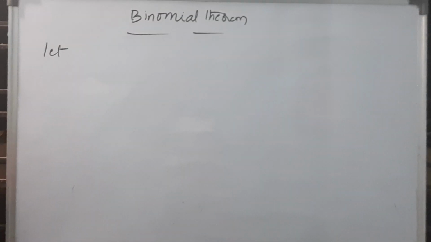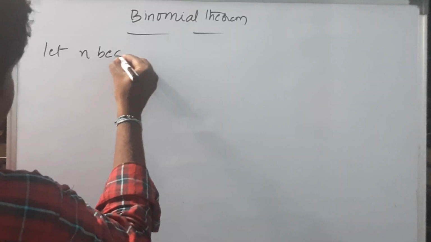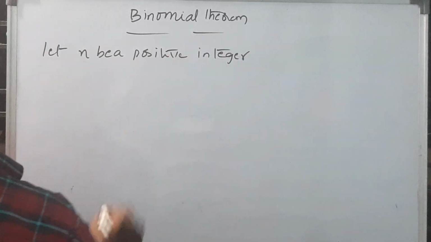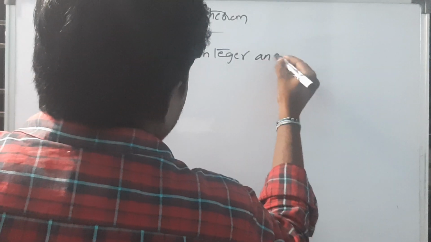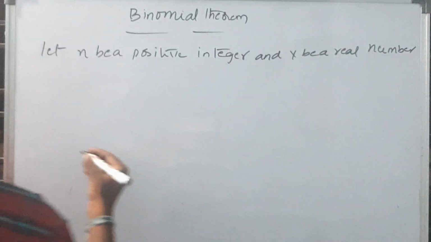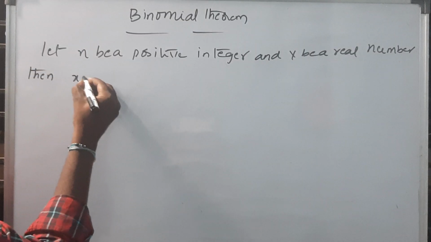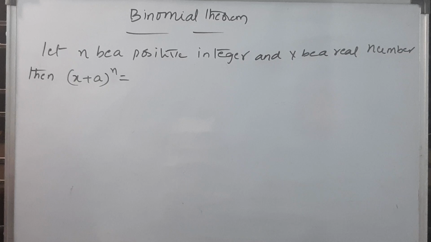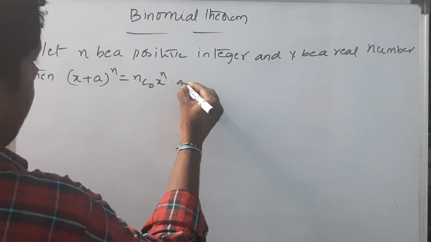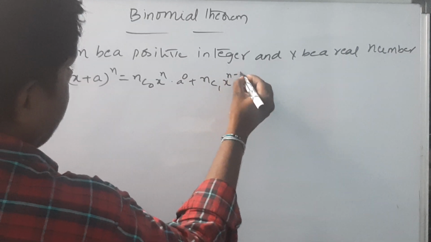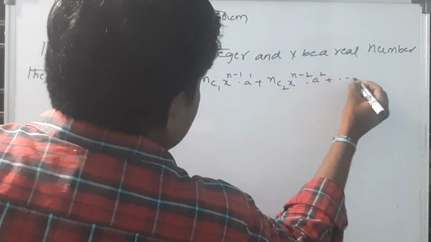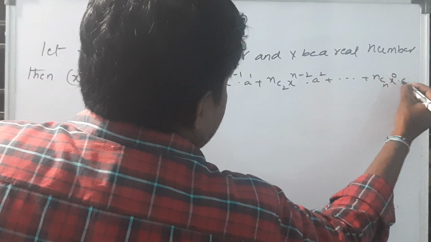Let n be a positive integer and x be a real number, then (x + a) whole power n is equal to nC0 x^n a^0 + nC1 x^(n-1) a^1 + nC2 x^(n-2) a^2 + and so on + nCn x^0 a^n.